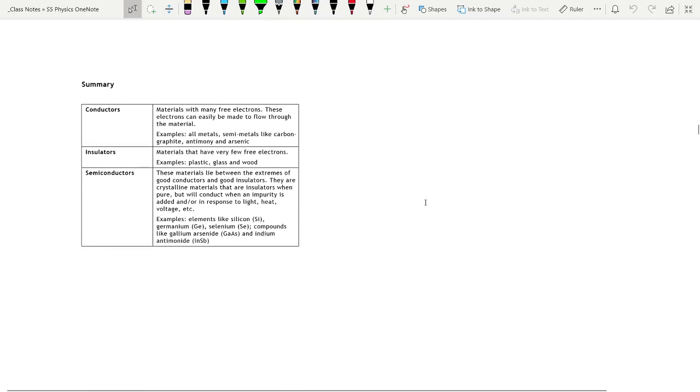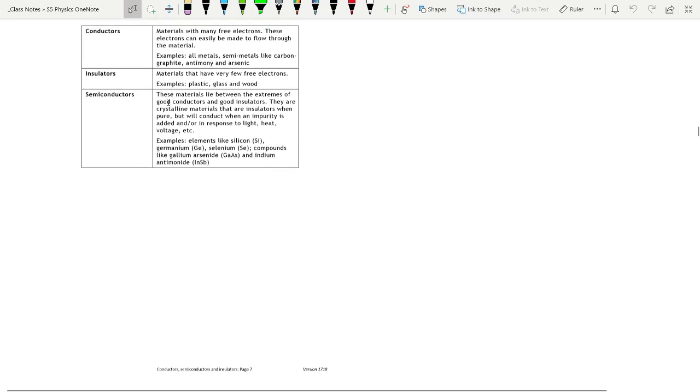So in summary, conductors are materials with many free electrons. These electrons can easily be made to flow through the material. So metals, and semi-metals like graphite. Insulators are materials that have very few free electrons, so plastic, glass and wood, very, very difficult to get them to conduct. Semiconductors lie between the extremes of good conductors and good insulators. They are crystalline materials that are insulators when pure, but will conduct when an impurity is added or in response to light or heat or a voltage being added. And these are some examples of semiconductors.